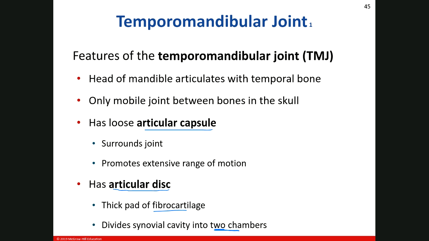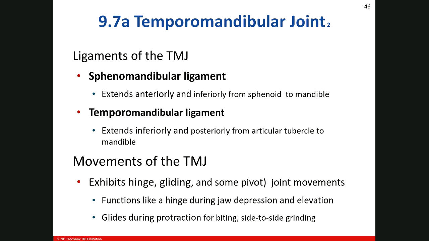Right, two chambers. So we have two ligaments here that are worth mentioning for the temporomandibular joint. The sphenomandibular ligament. And again, if you dissect these words, sphenoid, you can figure that it has to come from the sphenoid bone. Then obviously we know where the mandibular bone is. So this is going to go from the sphenoid to the mandible.